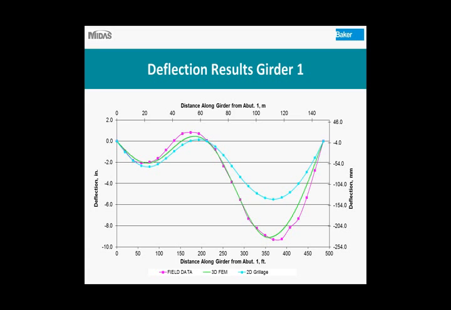And then the green line is our 3D finite element model, and the blue line is showing our deflections from the 2D grillage model. So you can see the 3D finite element model is doing a very good job of predicting the deflections that were observed in the field for Girder 1. The grillage model is predicting the general shape of the deflections, but is not predicting the absolute value of them as accurately as our finite element model is.